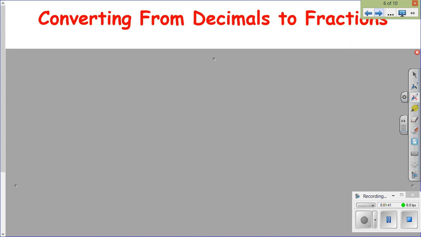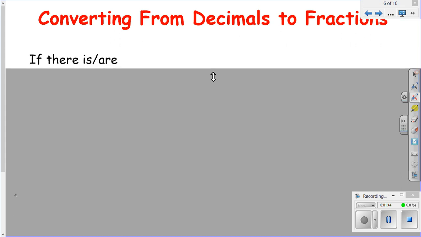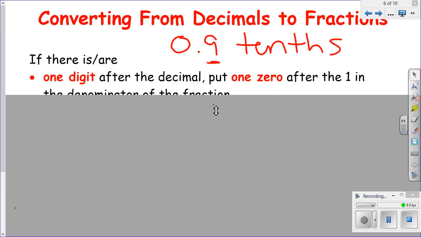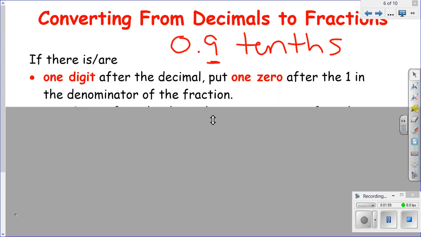Converting between decimals and fractions. So if it's a decimal, I have to think about it. If I have the number 0.9, that number is in my tenths spot. That's 9/10. So if I have one digit after the decimal, that's 9/10. There's 1 zero in the denominator.